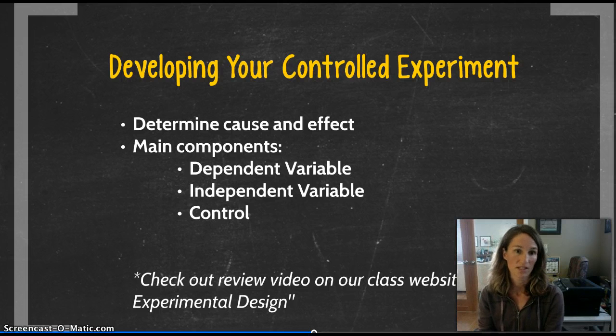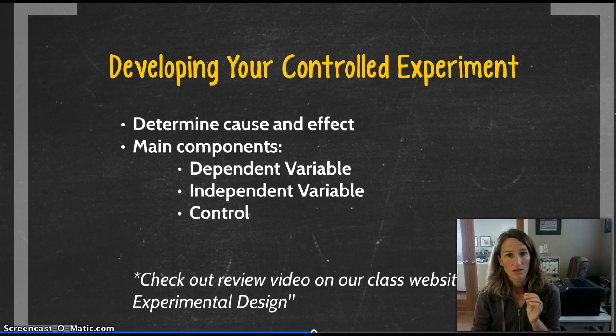So let's take a look at some ways that we can develop your controlled experiment. Now, we've done controlled experiments before, and you should have a pretty good idea that the reason you do a controlled experiment is you're looking for cause and effect. You manipulate one variable, you get an impact or an effect on another variable.